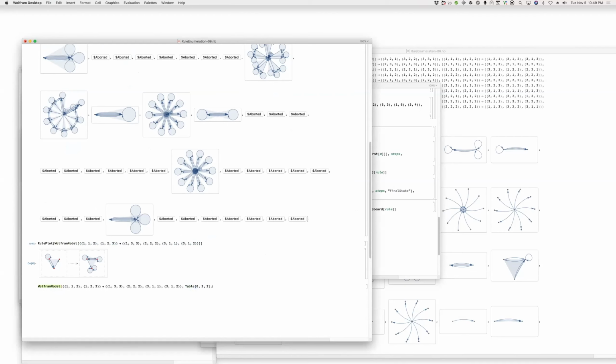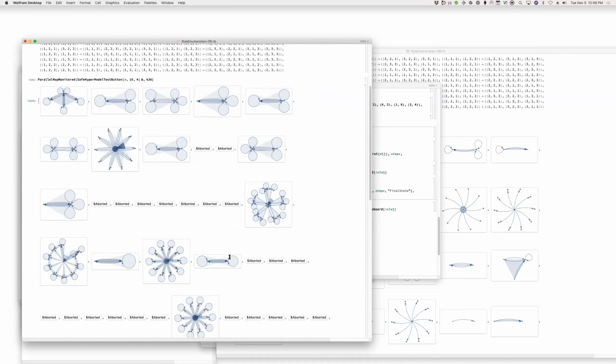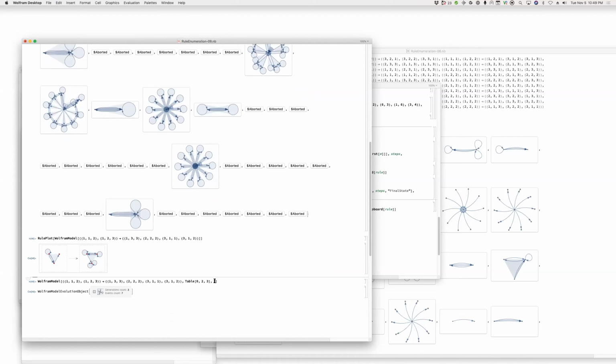Did I get that right? Why did it say generations count 0? Because it didn't evolve. Oh, that's because I have that the wrong way around. Okay, that looks civilized. Right, so what I'm trying to do here is 10 steps. So what I really want, let's go to 8 steps. Okay.